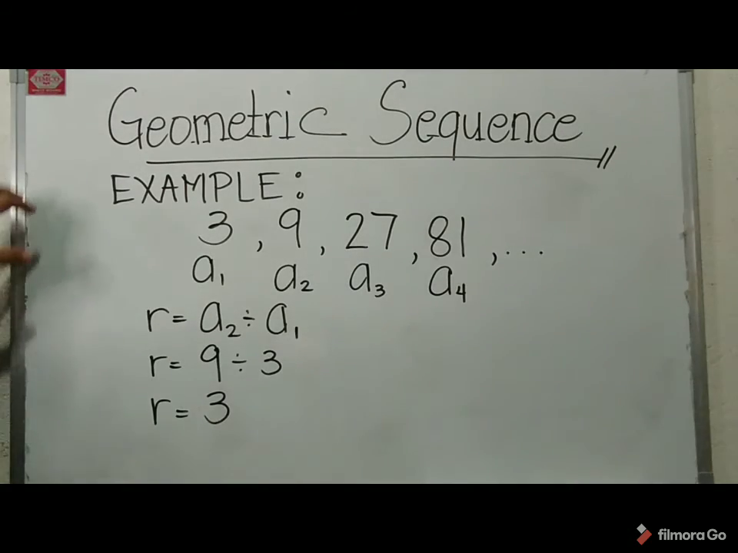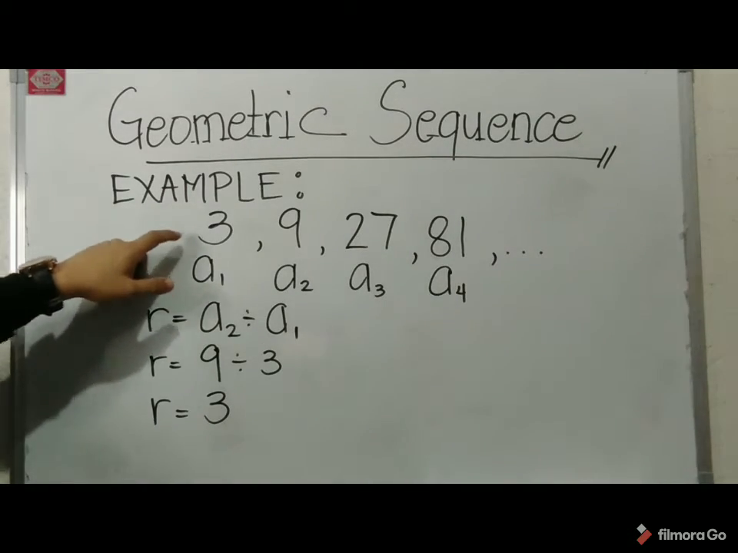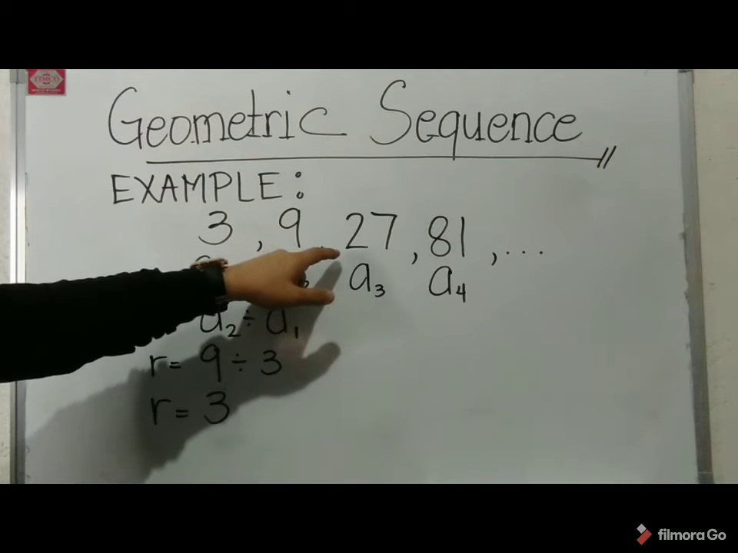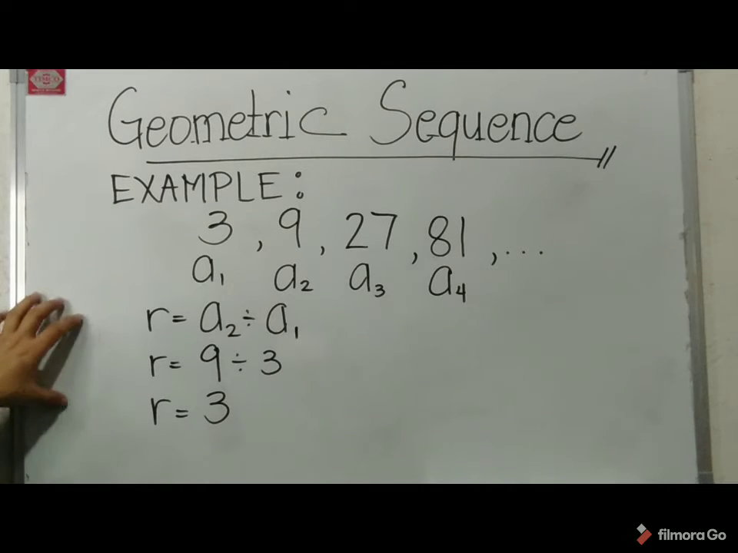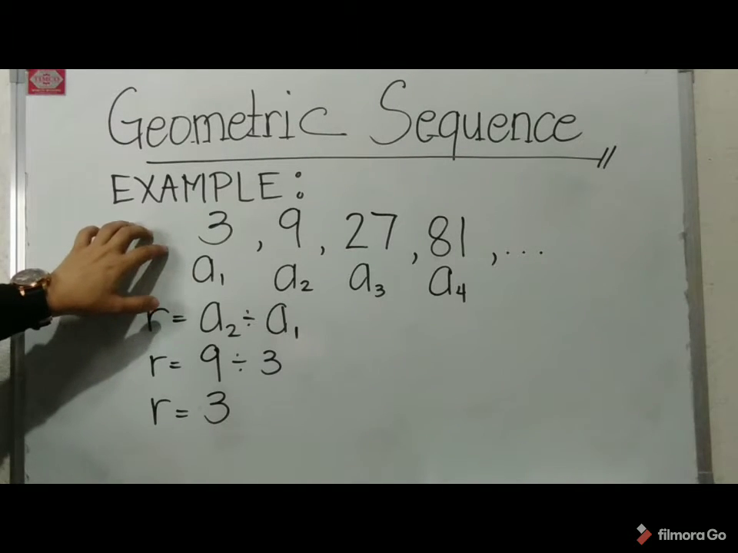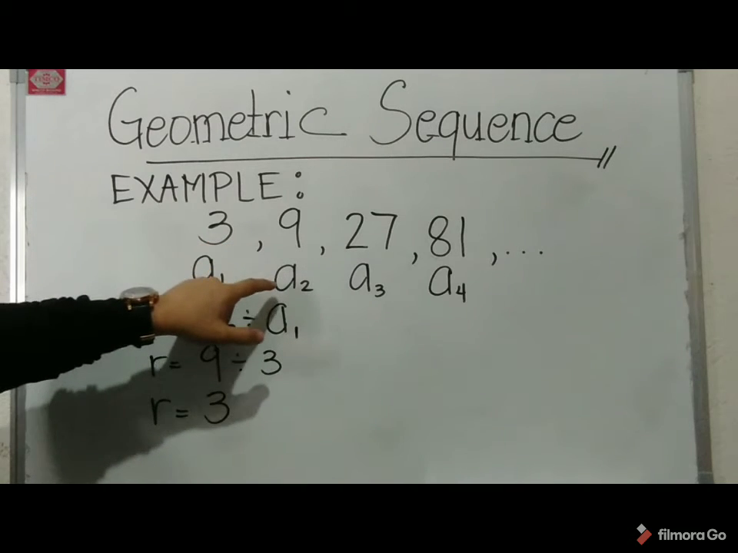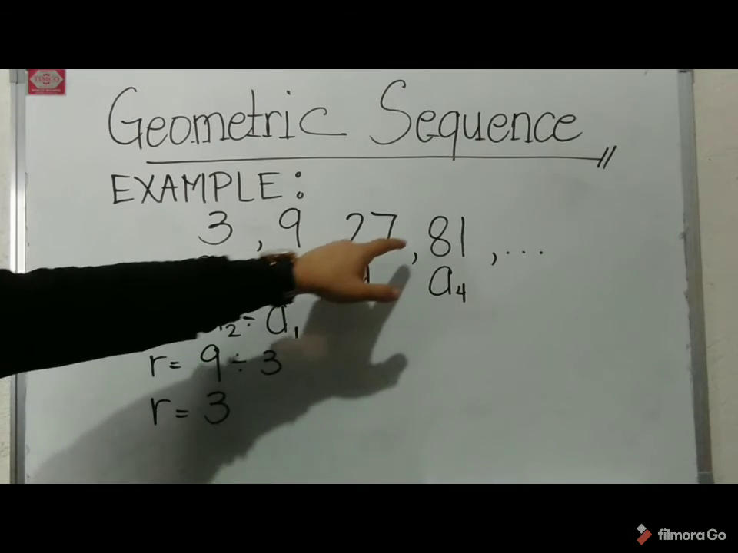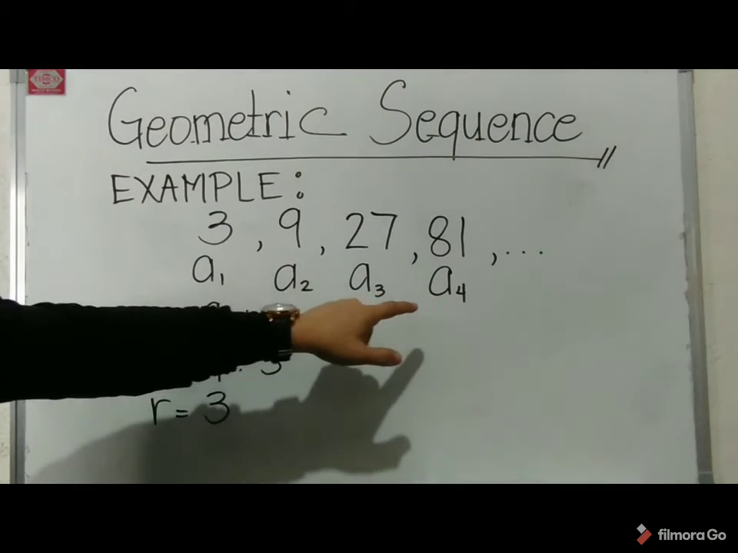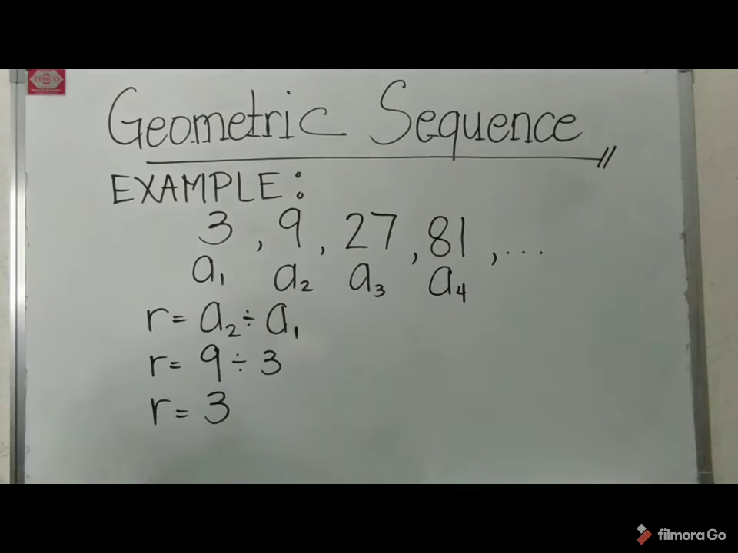Example number 2 para sa geometric sequence. So, let's have 3, 9, 27, and 81. So, nilagyan ko ulit siya ng label. So, 3, a sub 1, 9, a sub 2, 27, a sub 3, 81, a sub 4. At kung meron pang susunod doon sa 81, so that will be a sub 5 and so on.